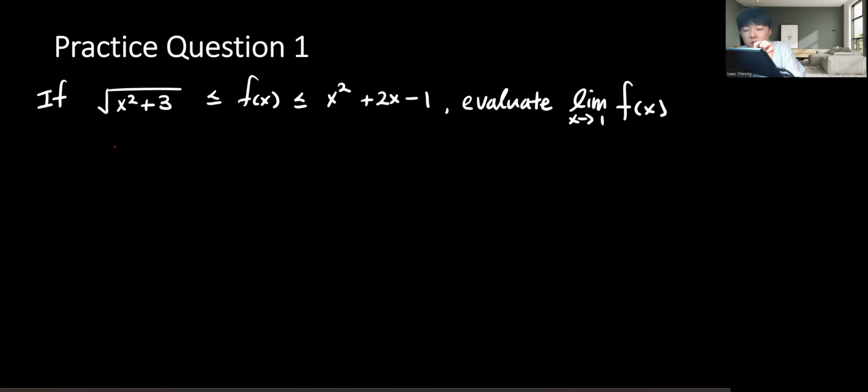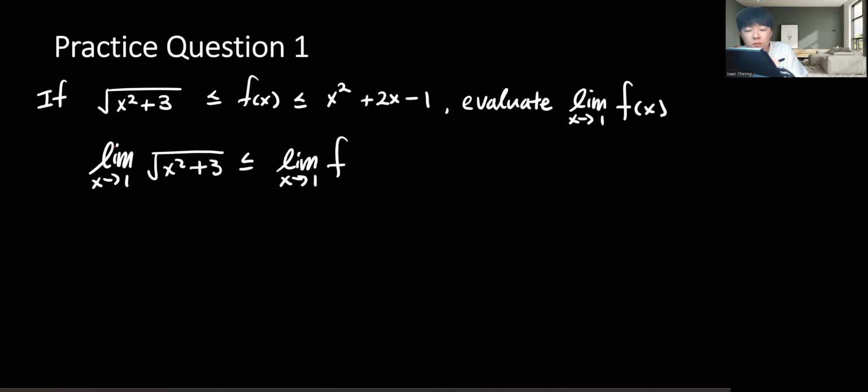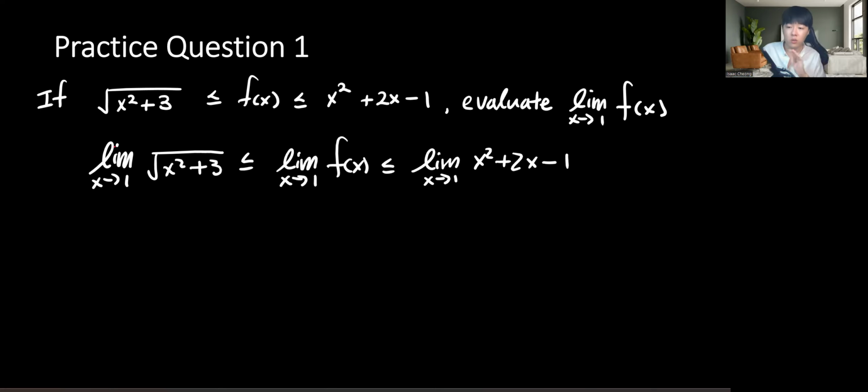So the limit as x goes to 1 of the square root of x squared plus 3 is less than or equal to the limit as x goes to 1 of f(x), which is less than or equal to the limit as x goes to 1 of x squared plus 2x plus 1. Then we evaluate the left and right ends using direct substitution, because 1 is included in their domain. So you know that this will be 2.